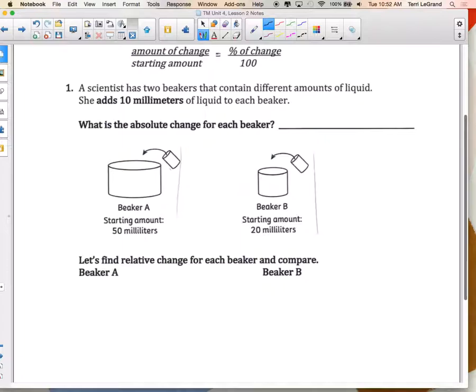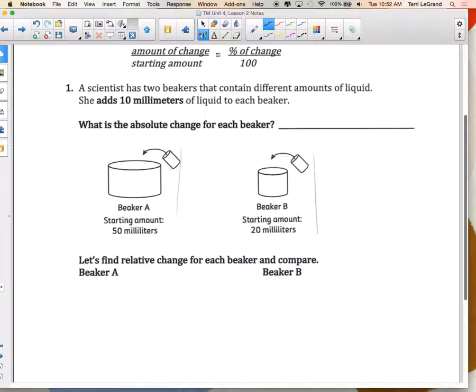Has two beakers that contain different amounts of liquid. Okay, and what are they doing? She adds 10 milliliters of liquid. Did you girls catch that? This scientist is a female. Did you know the scientists don't have to be males? Yeah, awesome. Okay, so she adds 10 millimeters of liquid to each beaker.